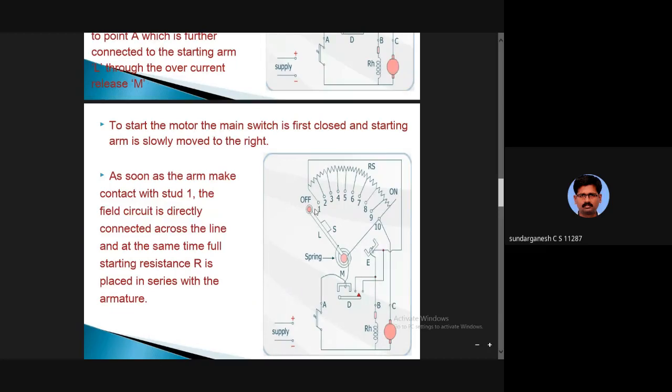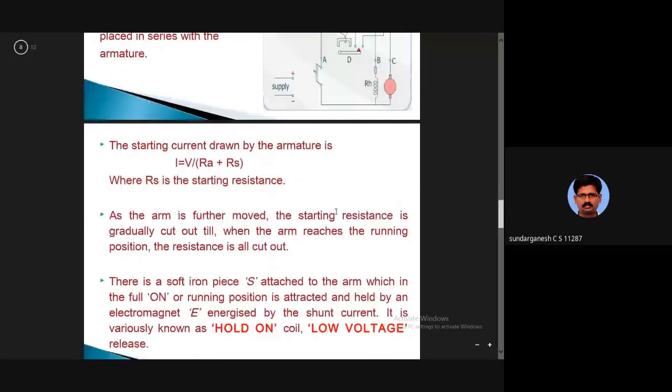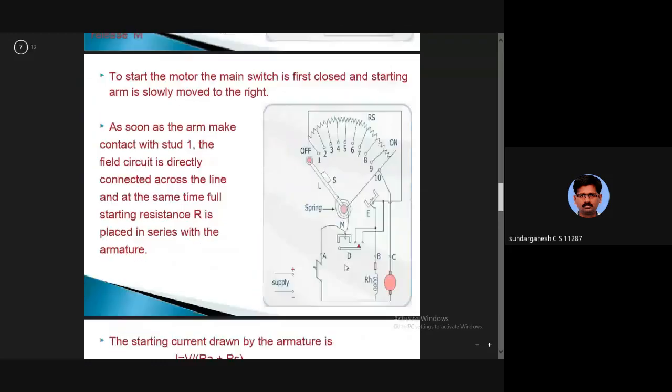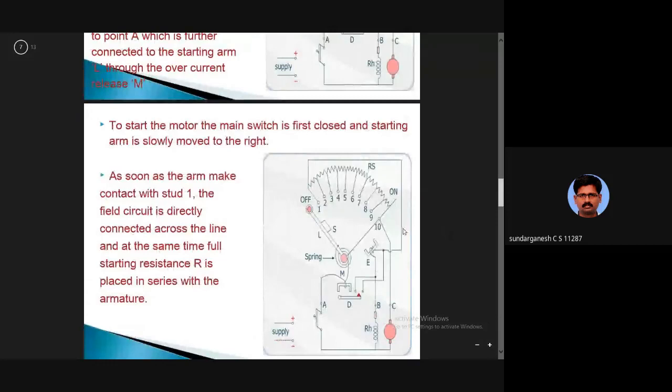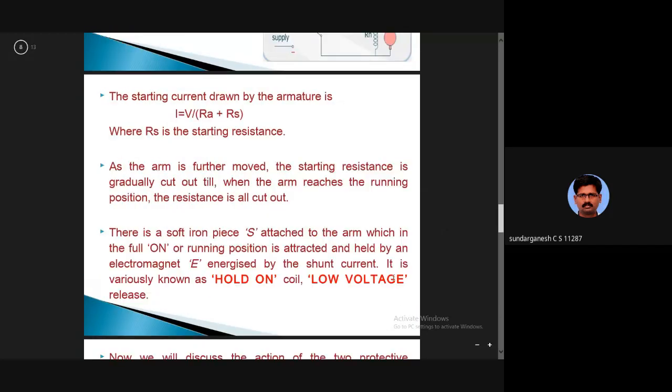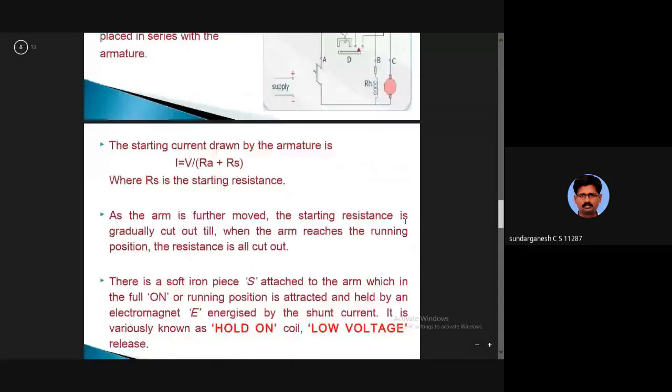After starting, you slowly move the handle from position 1 to position 2, position 3, position 4 and so on. As the arm is further moved, the starting resistance is gradually cut out till the armature reaches the running position. The 10th point is the running position. I make the handle go to the 10th position. Now all the resistance is cut off, so only RA will be present. When only RA is present, we call it the running position.